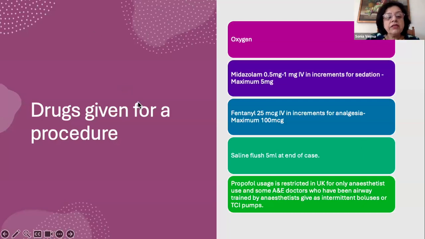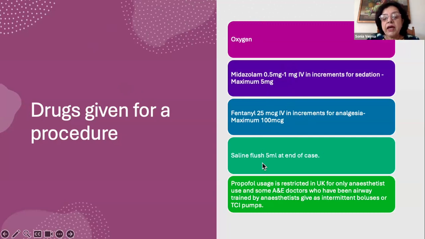Coming on to the drugs that are given for the procedure, oxygen is given to all the patients. Midazolam is given in increments of 0.5 to 1 milligram with a maximum of 5 milligrams only. Fentanyl is the other drug that we use for pain relief, 25 micrograms in intravenous increments to a maximum of 100 micrograms. These two drugs are standard in all the units that are using sedation in our hospital.